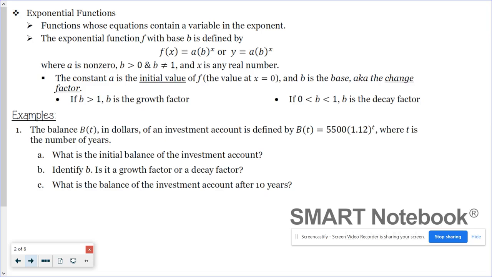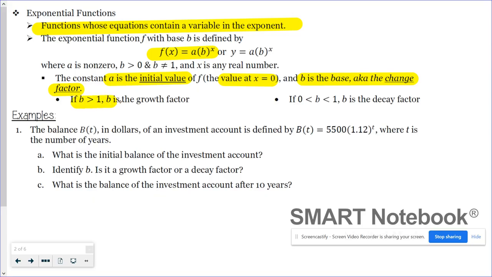So an exponential function is a function whose equation contains a variable in the exponent. Now, our standard exponential function with base b looks like this, where the function is equal to a times b to the x power. A is representing the initial value of the function. That's the value at x is equal to 0. And b is the base. This is the change factor. Factor because we're multiplying.